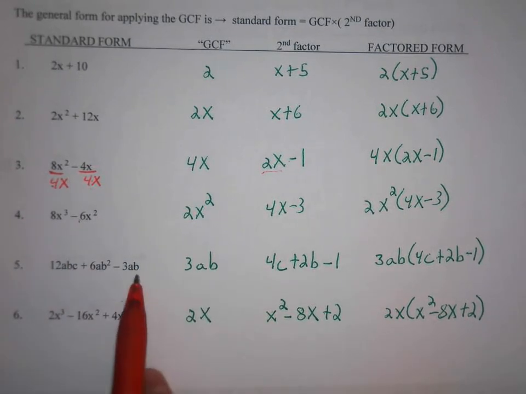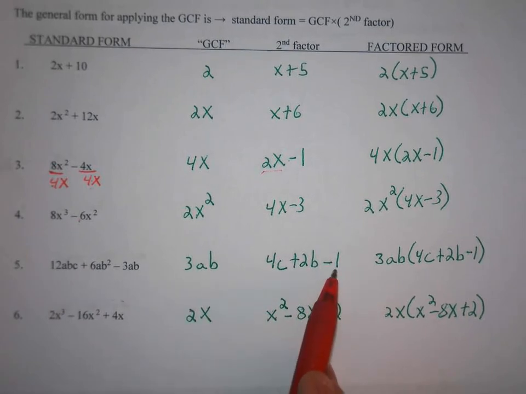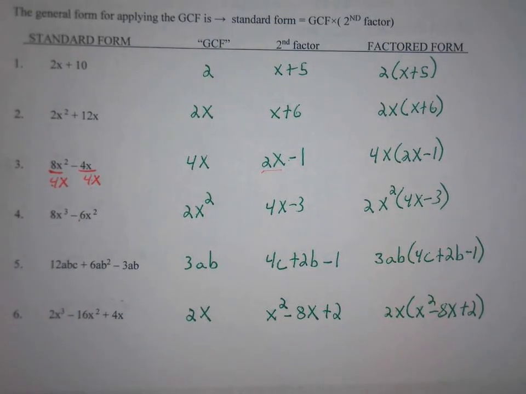Okay, and that also shows up in number 5 at the end of that one. You end up with a minus 1 there. Okay, so that is factoring using the GCF.